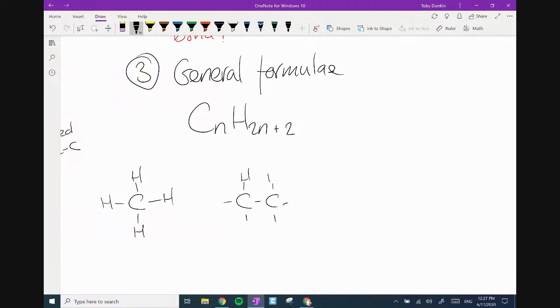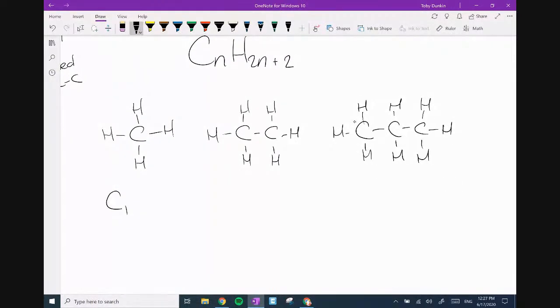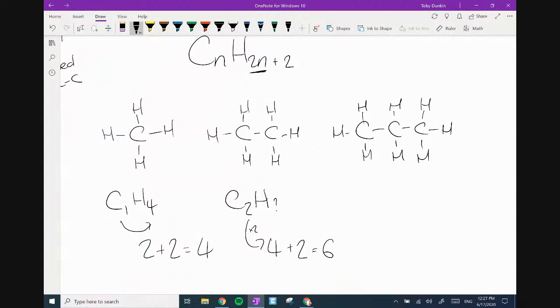So if we look at the general formula, if I compare methane, ethane, and propane, they all fit the general formula. This has one carbon and four hydrogens. So to get the four, we double the number of carbons to get two and add two, which gives me four. If we look at ethane, C2H question mark, two times two gives me four, then add two, I get six, which is the right number for this picture.